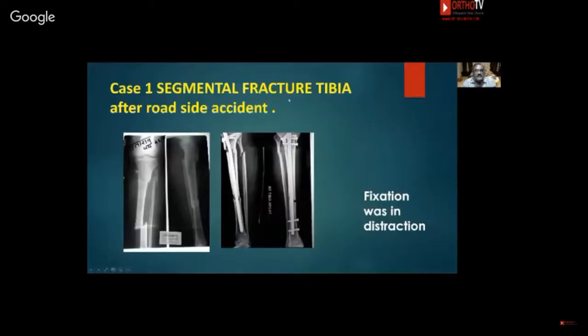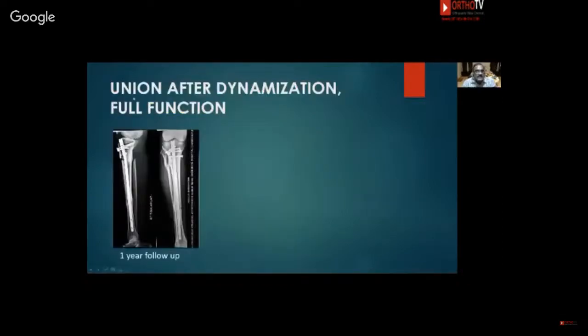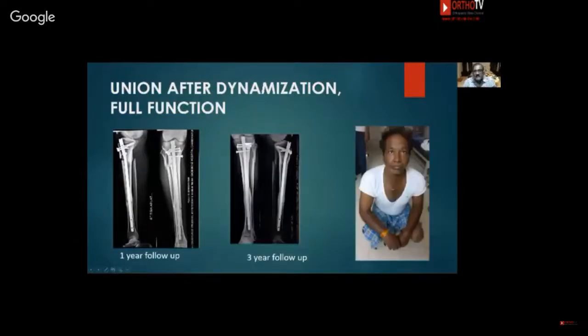So another, a segmental fracture of the tibia and fibula after a roadside accident, with soft tissue compromise. We waited for about 8 days. This fixation is done by a suprapatellar nail. You can see here the polar screw, and this is how fixation was done. There is some distraction here because of the large size of the nail, we could not avoid that. Union after dynamization and full function of this patient after 3 years follow-up. You can see here perfect anatomical restoration and function of the patient.